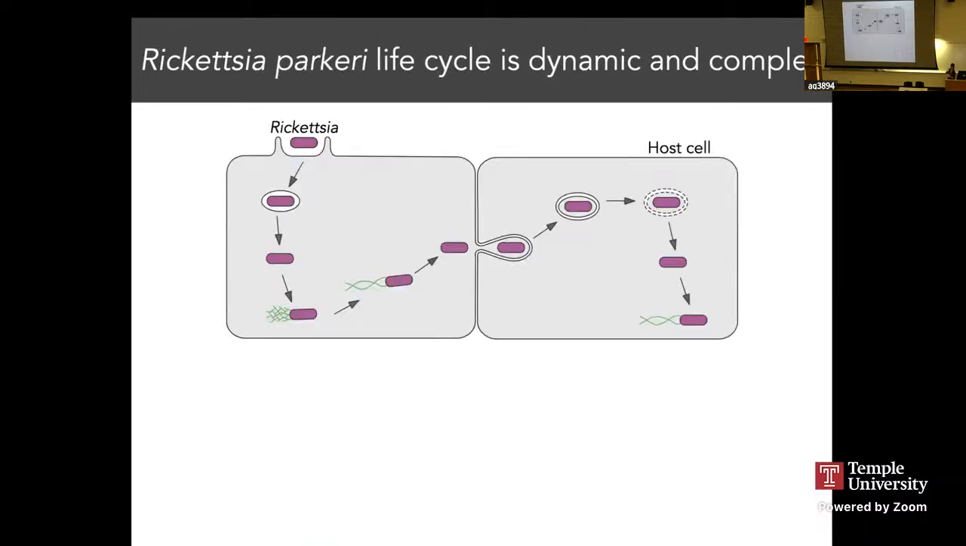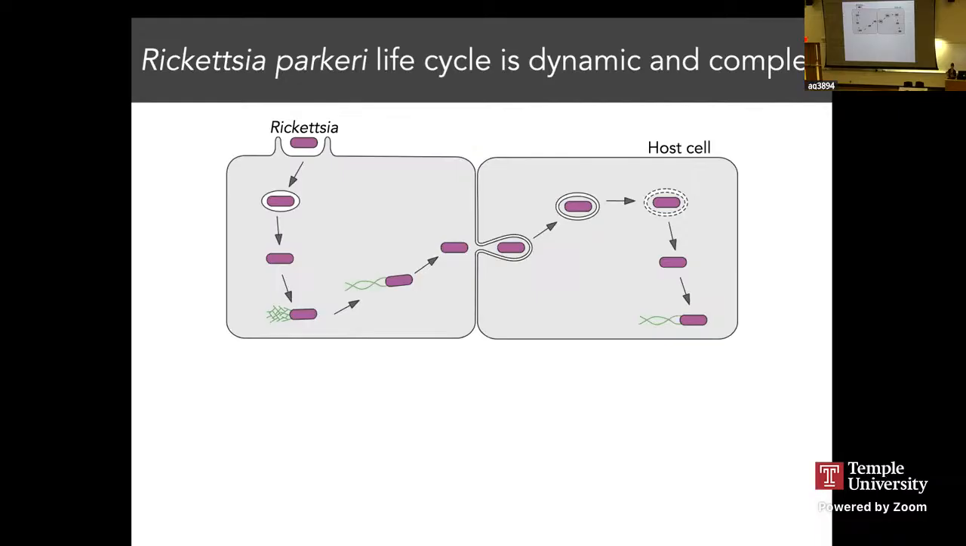So Rickettsia parkeri is one of these, as I said, cytosolic bacterial pathogens, and it has a pretty dynamic and complex life cycle. You can see that it can get into cells and grow within this cytosol. It actually enters pretty rapidly into any type of cell we've thrown at it so far. Once it gets in that cell, like I said, it's going to grow and replicate.